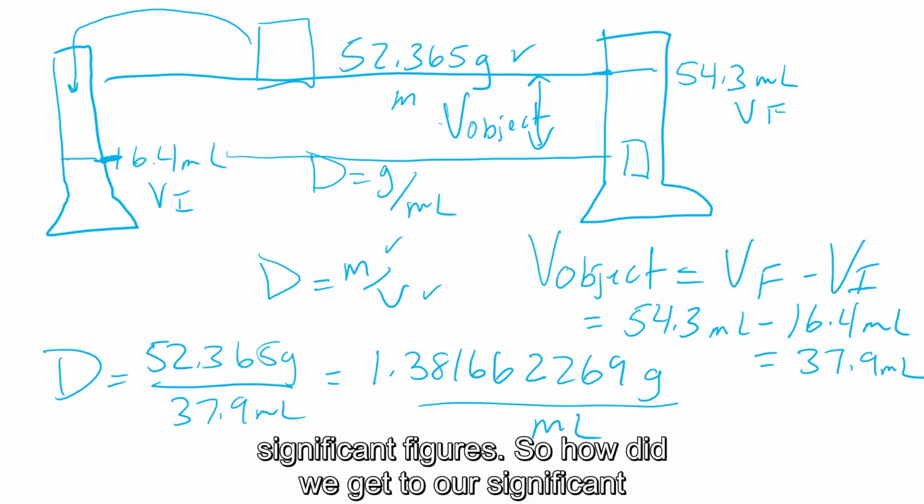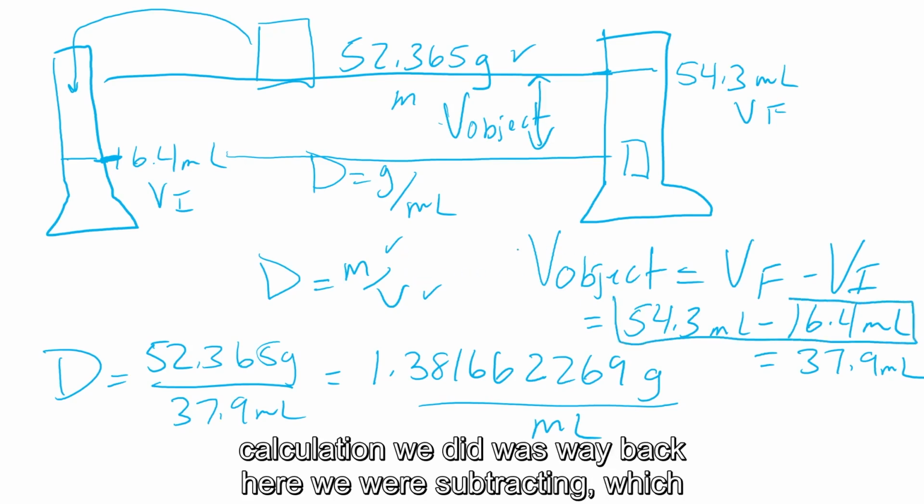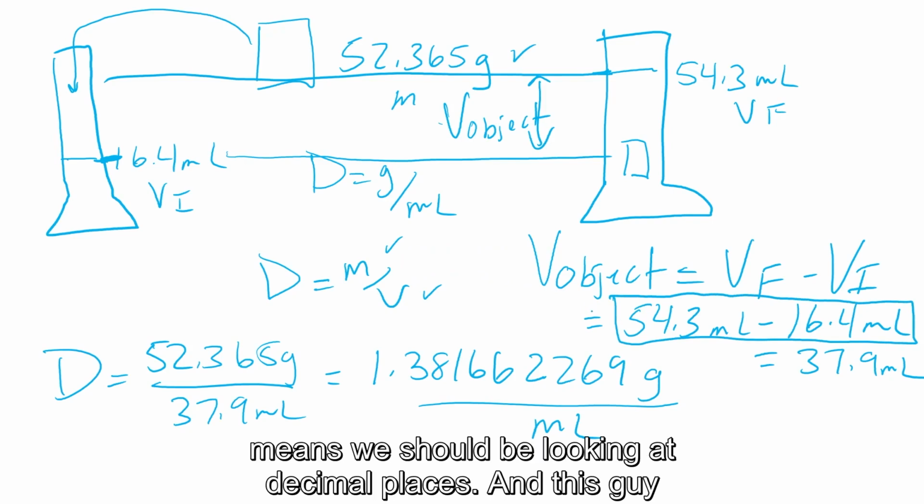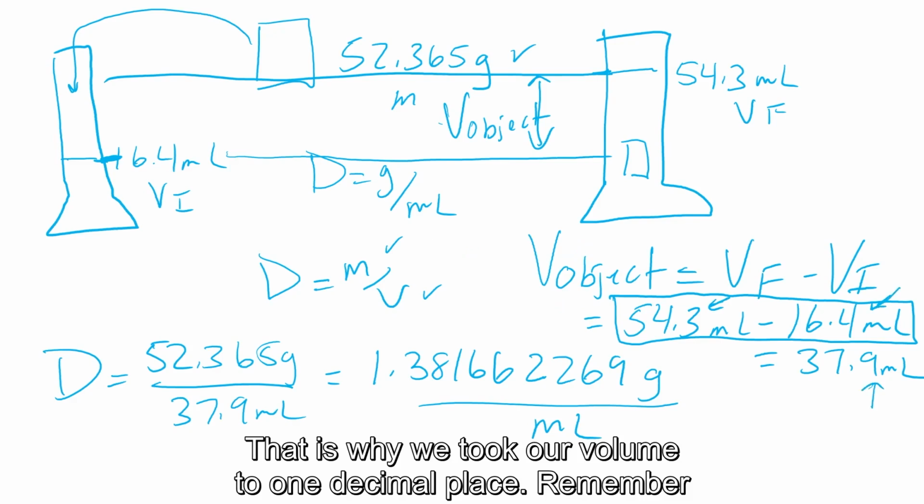We do need to think about significant figures. So how did we get to our significant figures? We want to remember our rules. The really first calculation we did was way back here. We were subtracting, which means we should be looking at decimal places. And this guy here has 1 decimal place. This guy here has 1 decimal place. That is why we took our volume to 1 decimal place.